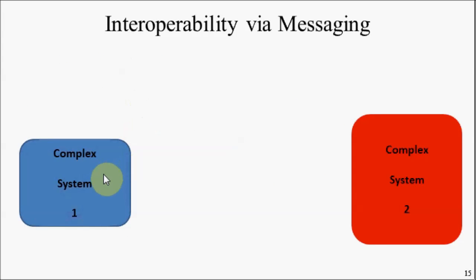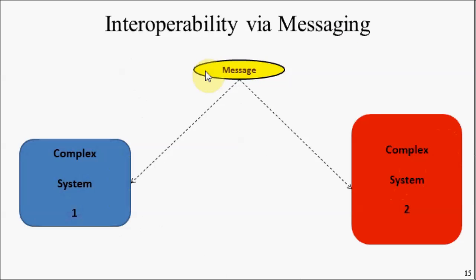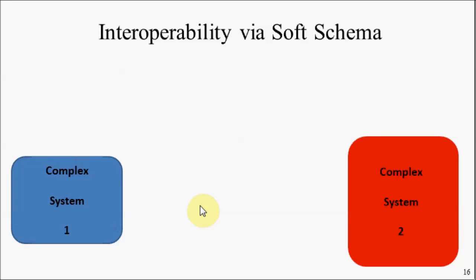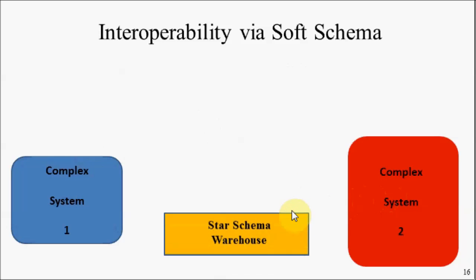Given two complex enterprise systems, as we see here, what's the most common way for these systems to talk to one another? Well, it's via message passing. It's typically something like an XML standard that is defined for an industry. Instead of message passing, we're going to propose an architecture which uses a soft schema. So here are our two complex enterprise systems.